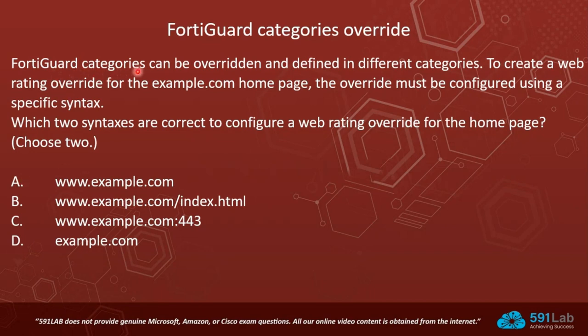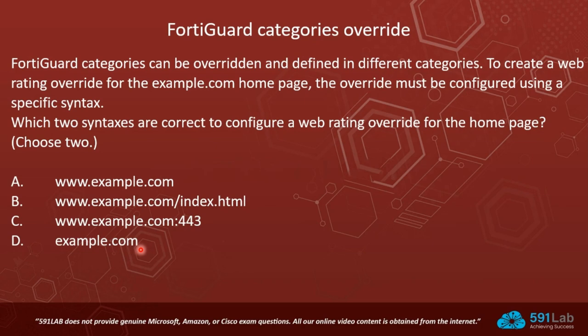FortiGuard categories can be overwritten and defined in different categories. To create a web rating override for the example.com homepage, the override must be configured using specific syntax. Which two syntaxes are correct to configure a web rating override for the example.com homepage? Okay. Answer A, www.example.com. Answer B, www.example.com/index.html. Answer C, www.example.com:443. Answer D, example.com.